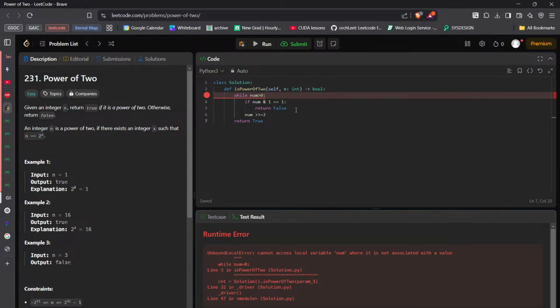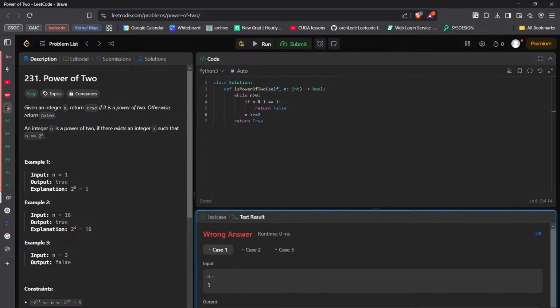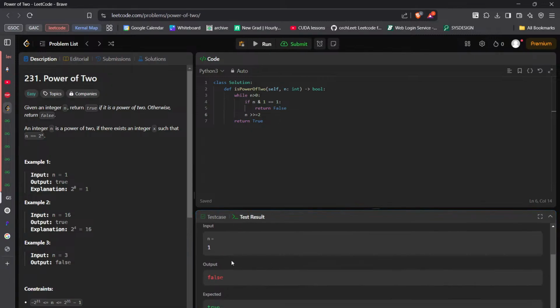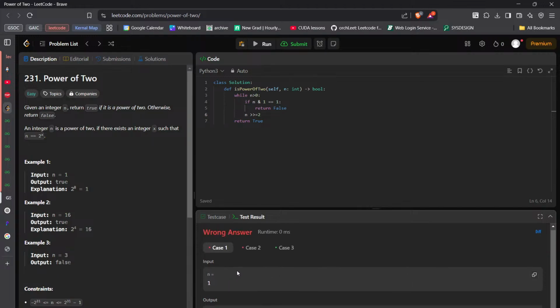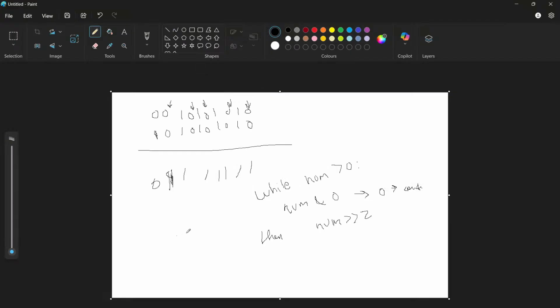Cannot access local variable num. Output is false. Is output false for 16? What is 16 written as? 2 raised to 0, 2 raised to 4, 6, 2, 4, 8, 16.